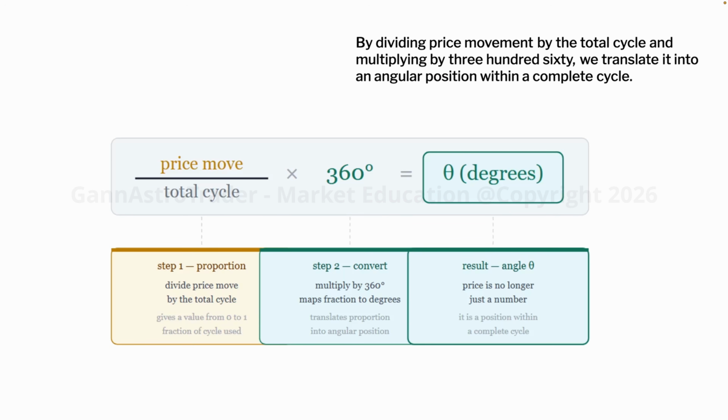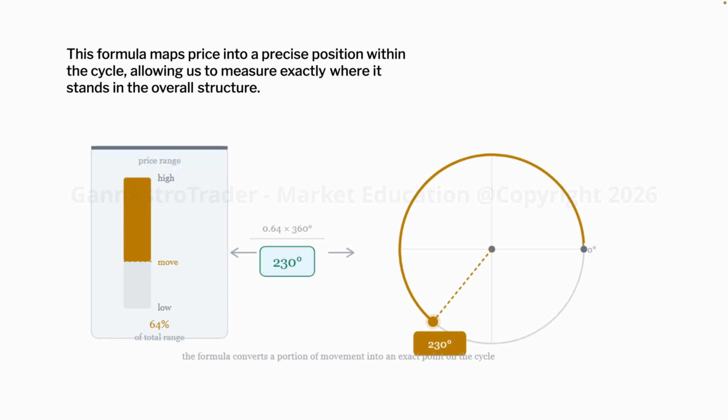This relationship can be expressed in a simple and structured way. We take the price movement and divide it by the total cycle. This gives us the proportion of movement relative to the full cycle. We then multiply that result by 360, which converts this proportion into degrees. In other words, we are translating price into an angular position within a complete cycle. This formula converts price into position.